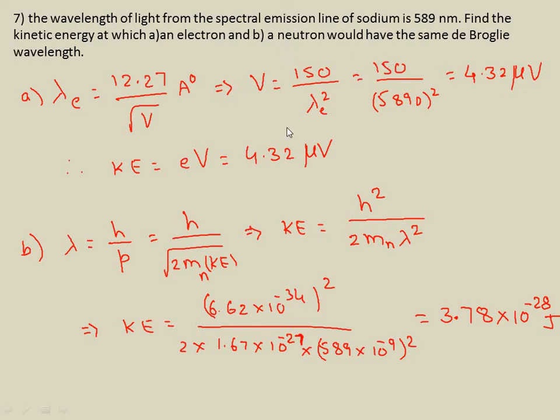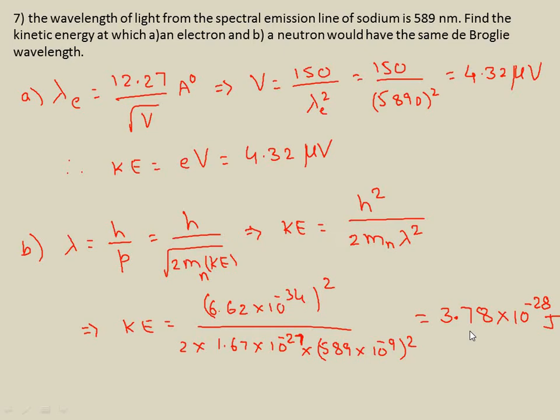By the way, does a neutron possess a de Broglie wavelength? Yes. De Broglie wavelength doesn't depend upon charge. The only thing is it should possess mass and it should be in motion. A neutron possesses mass and it will be in motion. So lambda = h/p, so h/√(2mn KE). This is what I am speaking about. So KE = h²/(2mn λ²). Upon substitution of the values, I get 3.78 × 10^-28 joule. Are we clear with this?